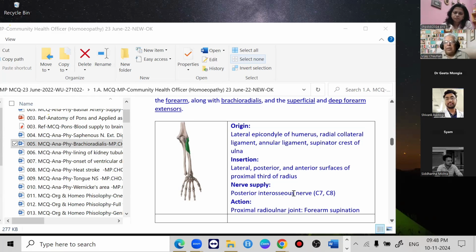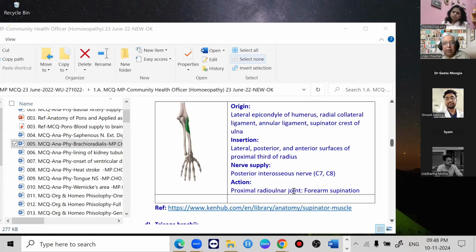Supinator, pronator teres, this is the supinator, okay. And its action is at the proximal radio-ulnar joint. So this is the proximal part of the radio-ulnar joint and this is the distal part. And in the forearm, this is supination, this is pronation.